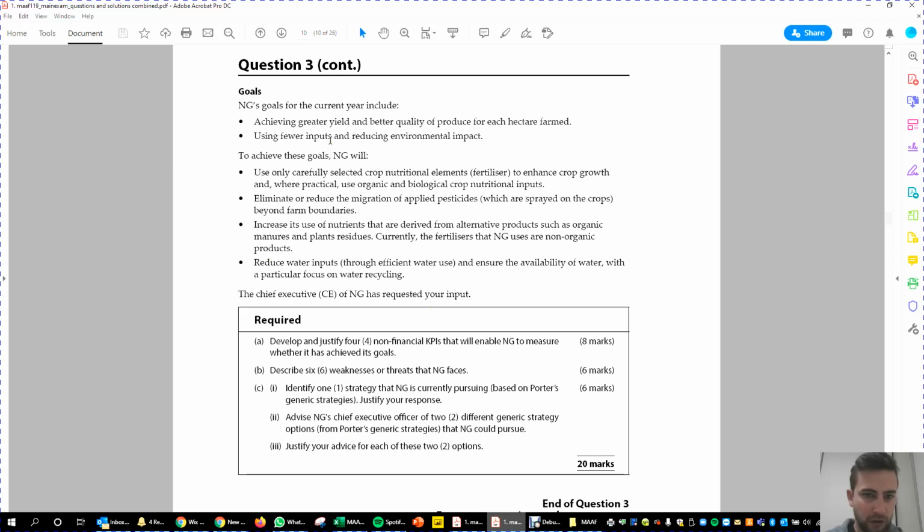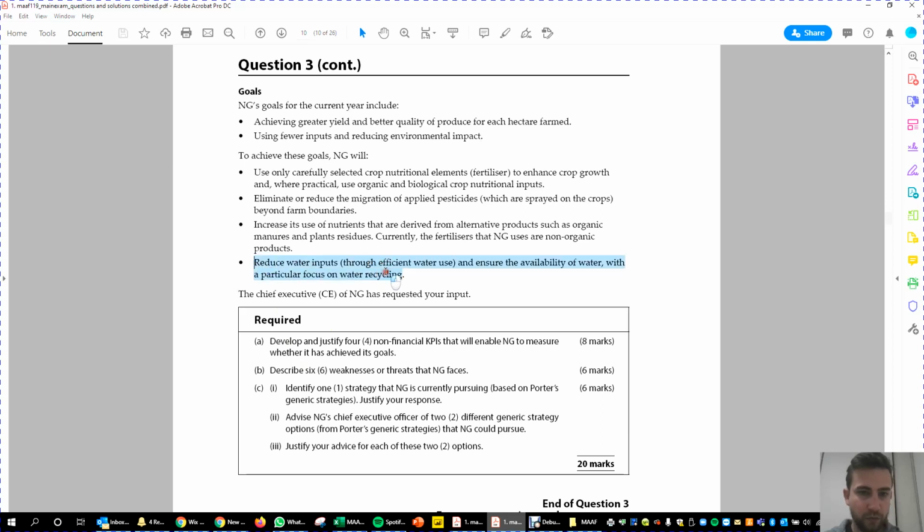And then linking this to the goals. So which one do you think it's going to be? Is it yield, quality, fewer inputs, or reducing environmental impact? Well, the use of organic materials, similar to the first point up here, is going to reduce the environmental impact. So that's how we're going to justify this KPI.